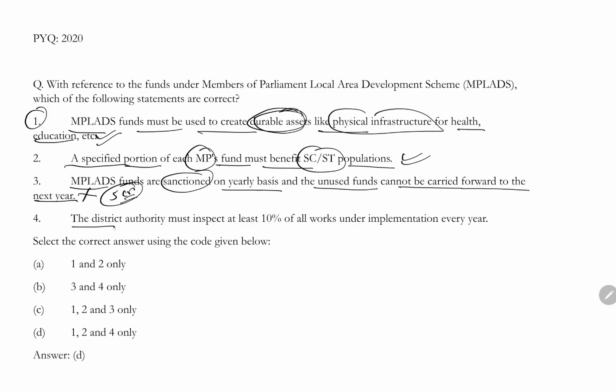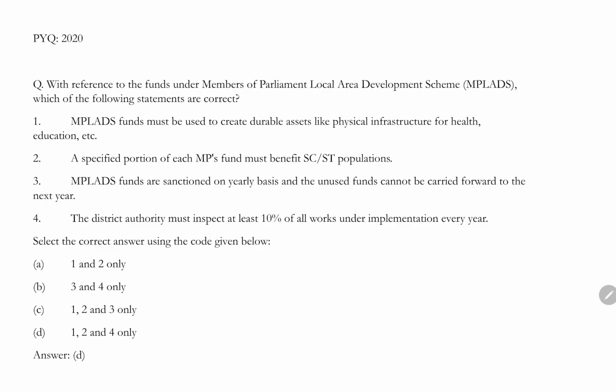Next is that the district authority must inspect at least 10% of the work under implementation every year. This statement is correct. Whatever work is done in the MPLAD scheme will be inspected by the district authority. At least 10% of the work should be inspected under the MPLAD scheme by the district authority. So the correct option will be option D.